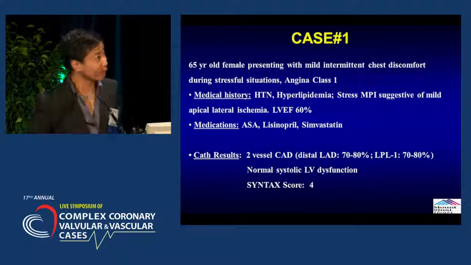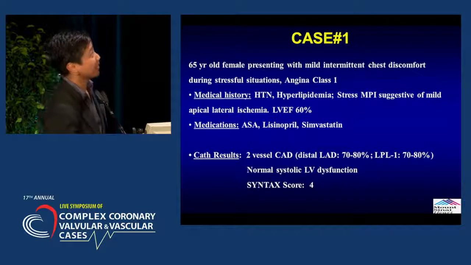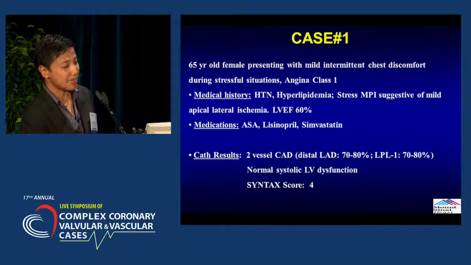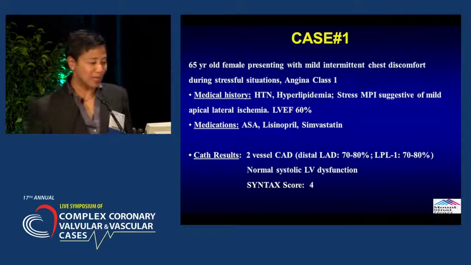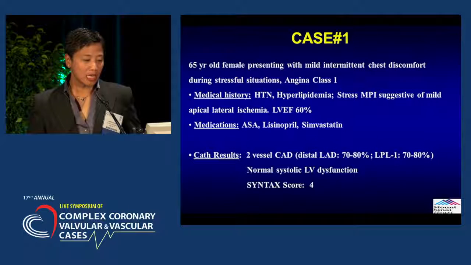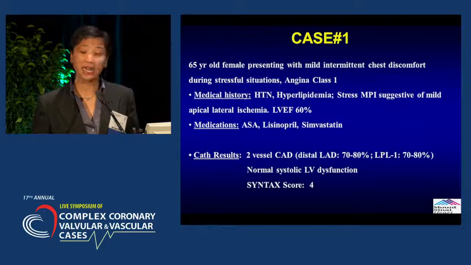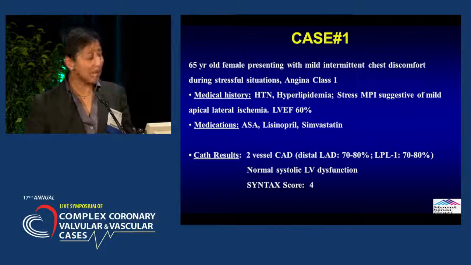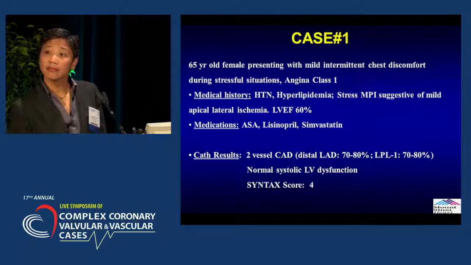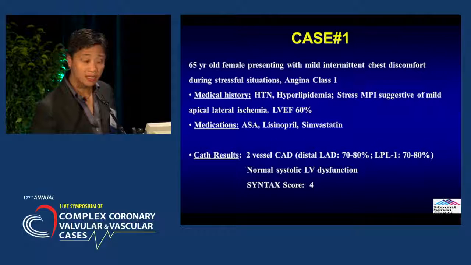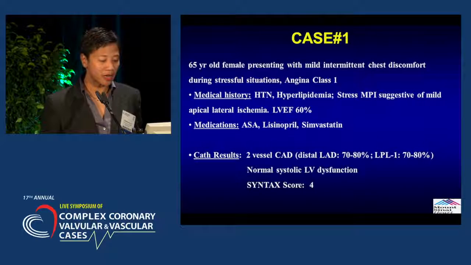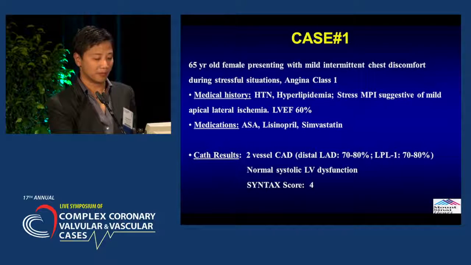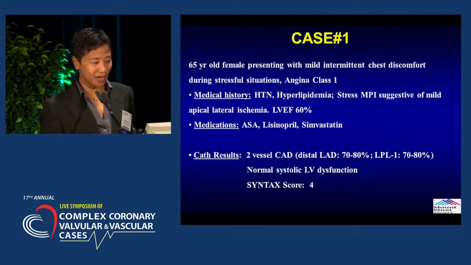All right, case number 1. A 65-year-old presenting with mild intermittent chest discomfort during stressful situations, so class 1. Blood pressure, cholesterol, mild apical lateral ischemia, so mild, low risk, class 1. Do we have an anti-anginal on the list? Do you see any anti-anginal? No. So you have class 1, low risk, 2-vessel CAD, normal LV function. Oh, normal systolic. It's just syntax score 4.